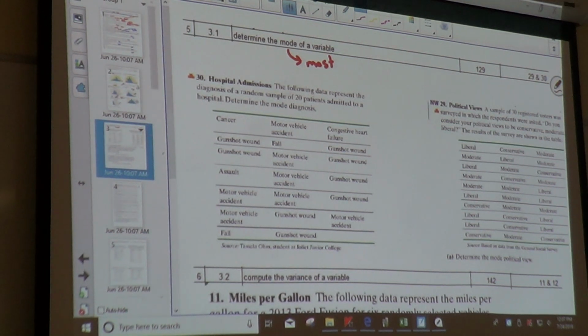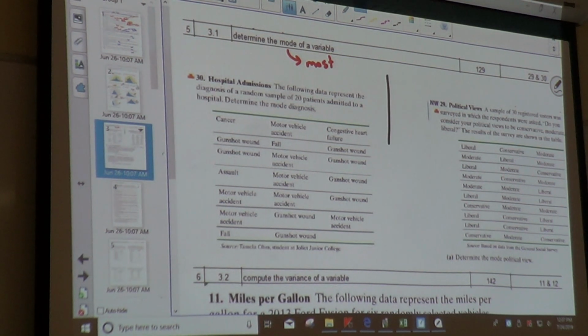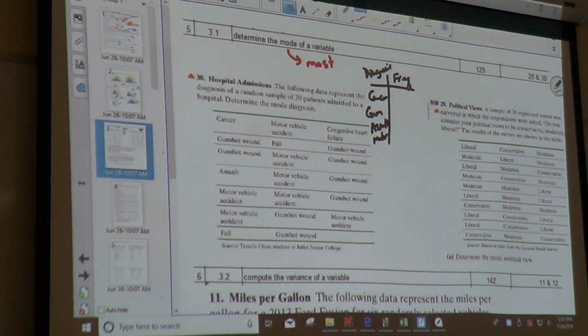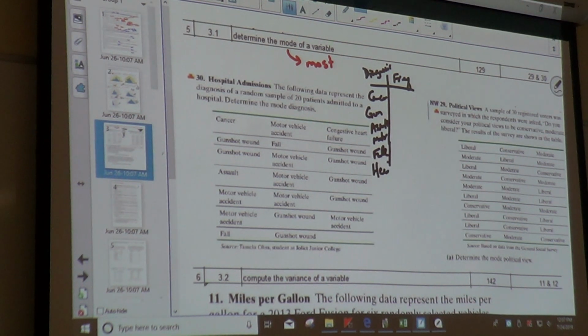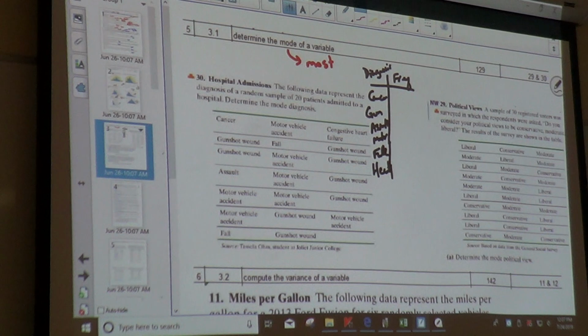So, what I would do, like it would make most sense to me, is I would list, okay, this is our diagnosis, and this is the frequency. So we have cancer, we have gunshot, we have assault, we have motor vehicle, we have a fall, gunshot, motor vehicle, and we have assault. So those are all of our diagnoses that we're gonna have that's gonna kill us.